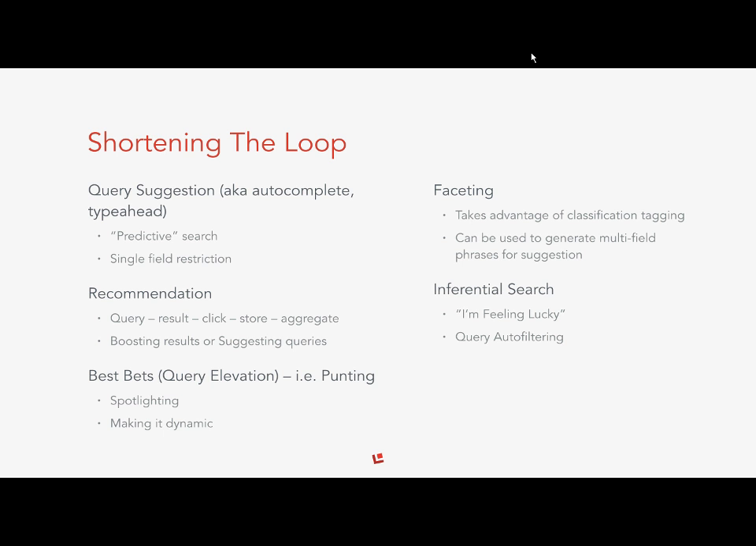Solr calls this thing the query elevation component. That's a very useful component. Best bets is kind of a manual way of doing what I call query introspection. That is, you have a person looks at the query logs and decides what the user wants rather than a machine. And I've added query auto-filtering to this list because it's also a way to shorten the loop.